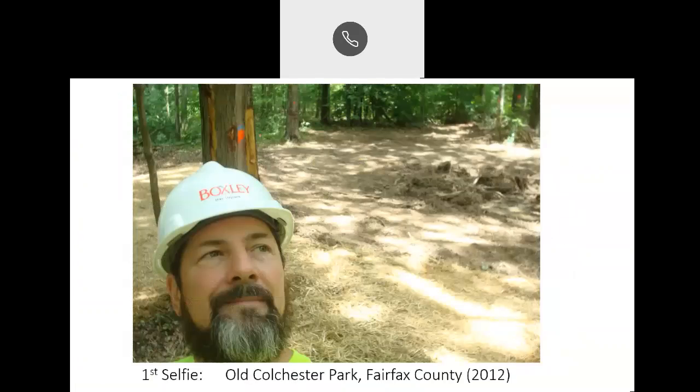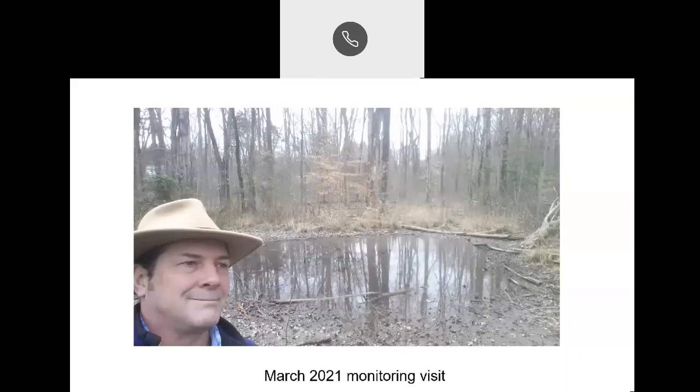I'll start here with a little snicker and a grin. This is my first selfie on a project in Northern Virginia almost a decade ago, and that is a constructed vernal pool, what I like to call a facsimile. And here is that same site when I visited this spring, almost a decade after the construction of that vernal pool facsimile. I show you this just to insert why vernal pools are appropriate to the overall topic of the conference today of water monitoring.